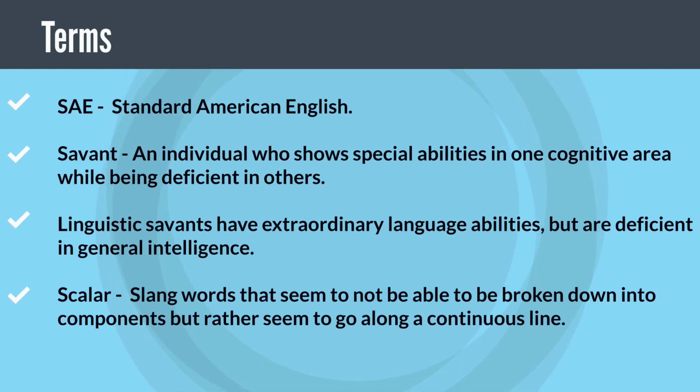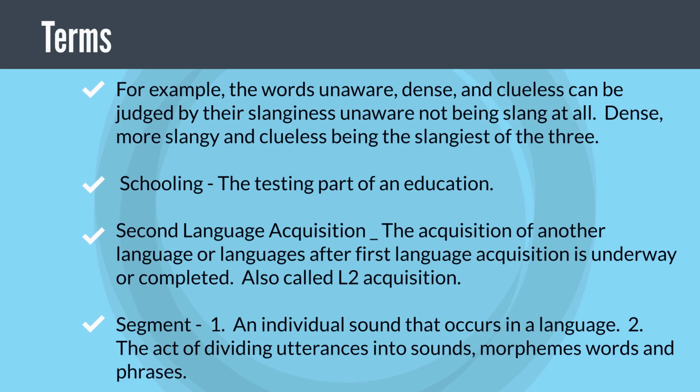Scalar, slang words that seem to not be able to be broken down into components, but rather seem to go along a continuous line. For example, the words unaware, dense, and clueless can be judged by their slanginess. Unaware not being slang at all, dense more slangy, and clueless being the slangiest of the three.